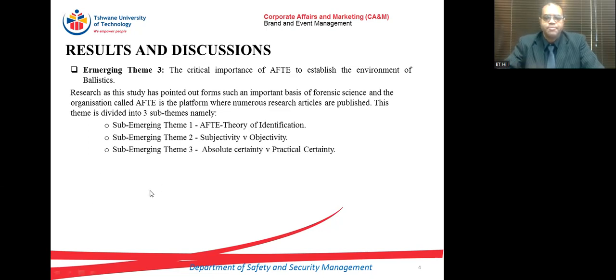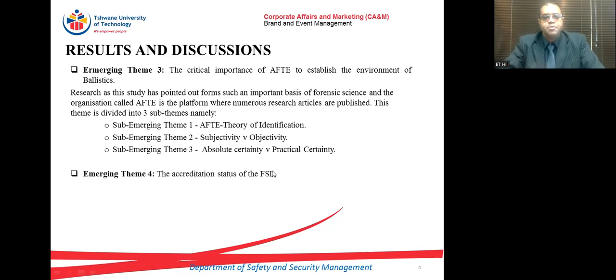Sub-emerging theme 3, absolute certainty versus practical certainty. Not all firearms in the world are examined, and because of this impossibility, the individualization of firearms is considered a practical certainty and not an absolute certainty, as mentioned by Fadul and others in 2030.